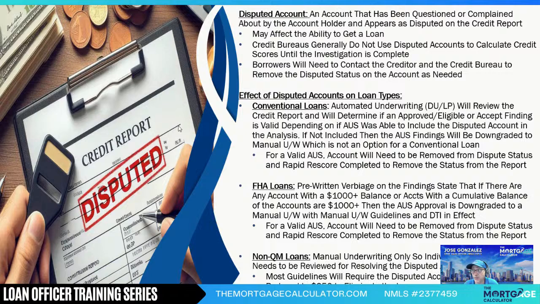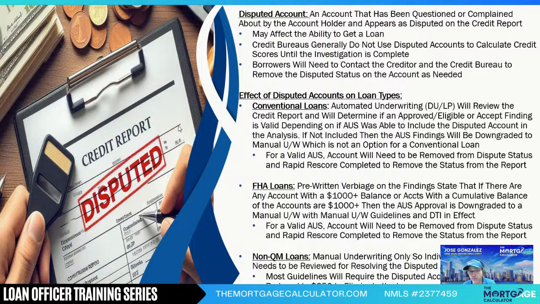Now, please note these very important points. A disputed account may affect the ability to get a loan. Credit bureaus generally do not use disputed accounts to calculate credit scores until the investigation is complete. So, this is why it's going to affect the loan. Because if you have an account that's in a disputed status, when you remove that account from disputed status, it may affect the credit score, right?